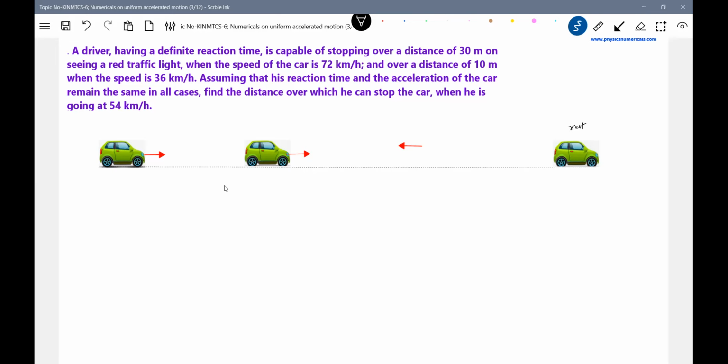What was the earlier speed? 72 km per hour. If I rewrite it, this is U1, 72 km per hour. Convert this into meters per second, multiply by 5 by 18. I think 20 meters per second. Similarly, U2, 36 km per hour. So 36 into 5 by 18, 10 meters per second.